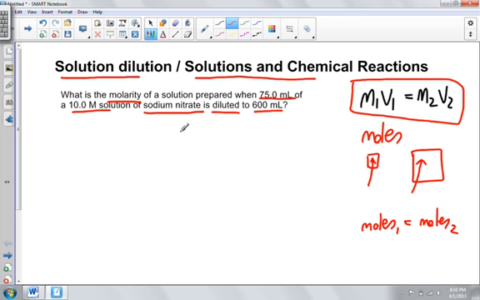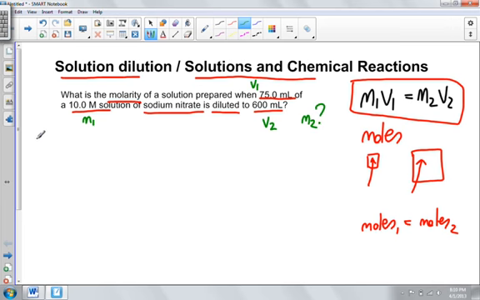And first of all, actually, we don't need to know the formula for sodium nitrate. All we need to know is which of these 4 variables we're looking for. So let's read the question. It says we've got 75 mils of a 10 molar solution. These are our initial numbers. This is our initial volume. This is our initial molarity. This is our new volume. Notice we don't have a new molarity. That's what we're trying to find.